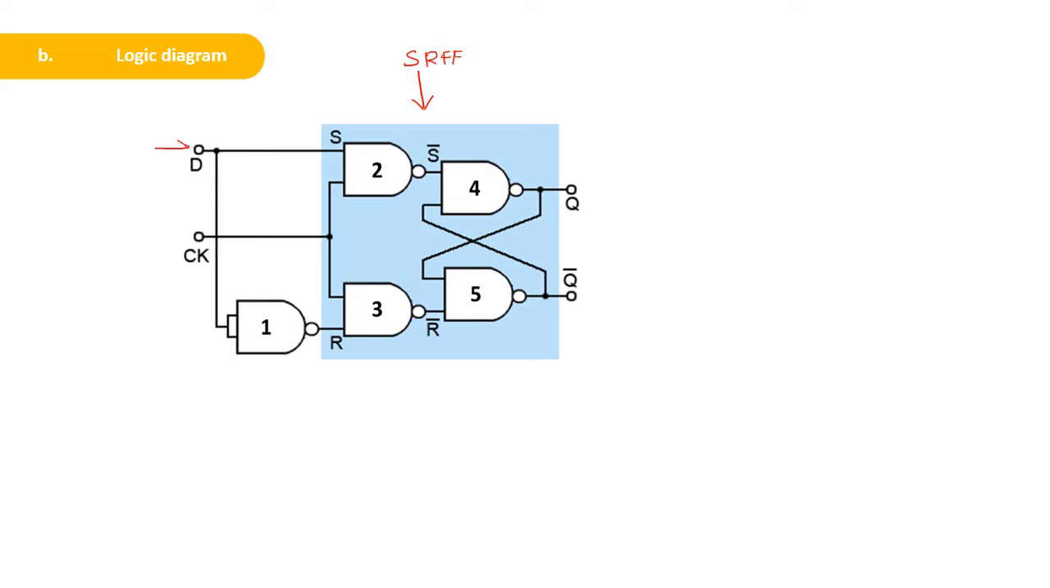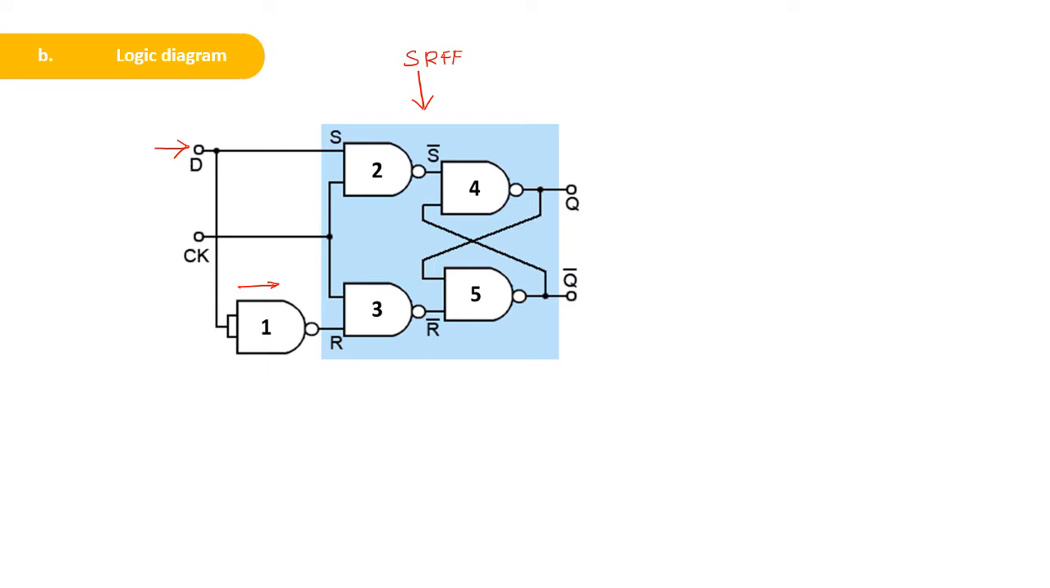Here we are giving the input signal, and that signal comes directly to the S terminal of the flip-flop. The other terminal, that is the R terminal, is connected through a NAND gate, which means you will get an inverted output here. So here there is only one input, D.